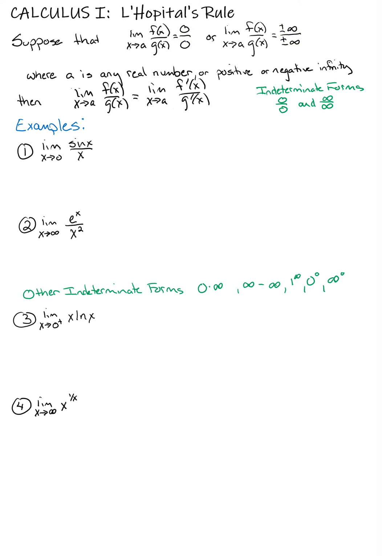Again, we do have to start with one of those indeterminate forms of either 0 over 0 or infinity over infinity. And then when we rewrite this limit, again, these limits are equal, but notice we take the derivative of the numerator and the derivative of the denominator. We are not using the quotient rule here. Let's take a look at some examples so we can see how this works.